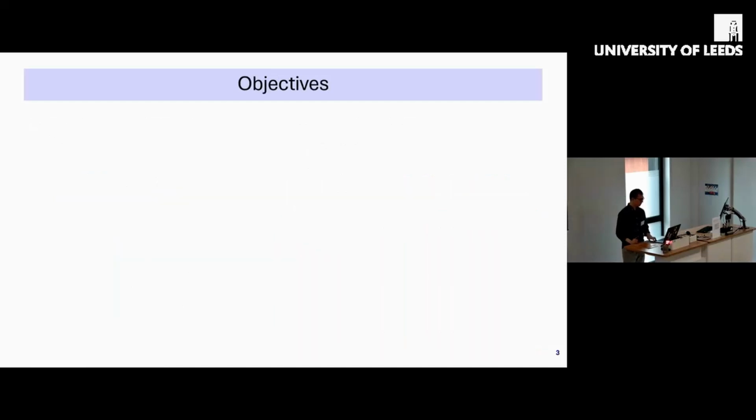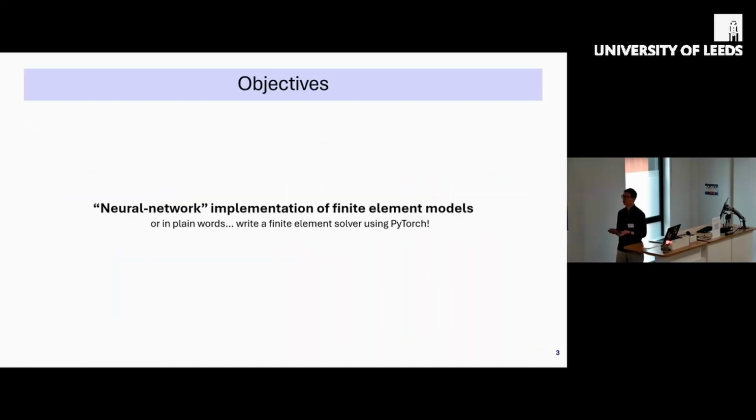And what we are doing here is that we will use neural networks to represent the conventional numerical methods so that you can implement them with the machine learning package. And those packages give us access to that hardware, so that once you have your models written in this way, they can automatically run on all those hardwares that are rapidly developing and emerging. So in plain words, we are writing finite element solvers using PyTorch.